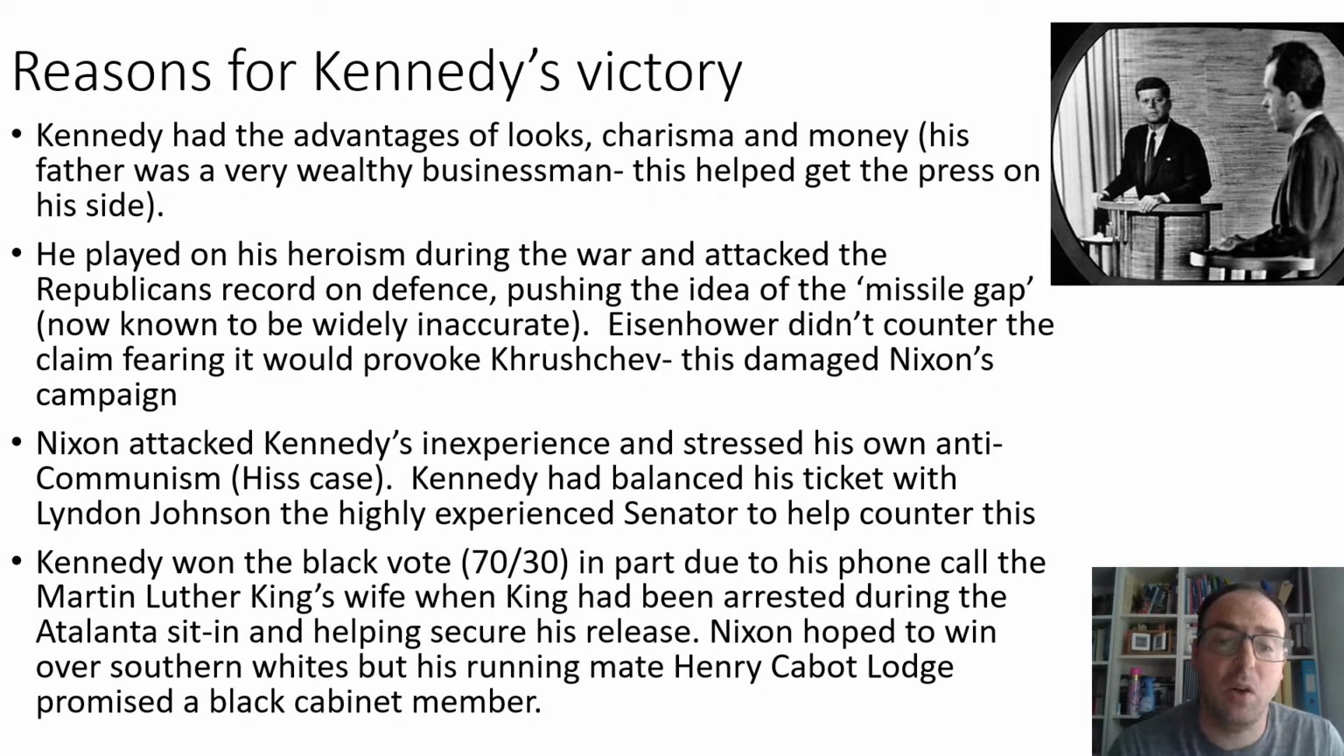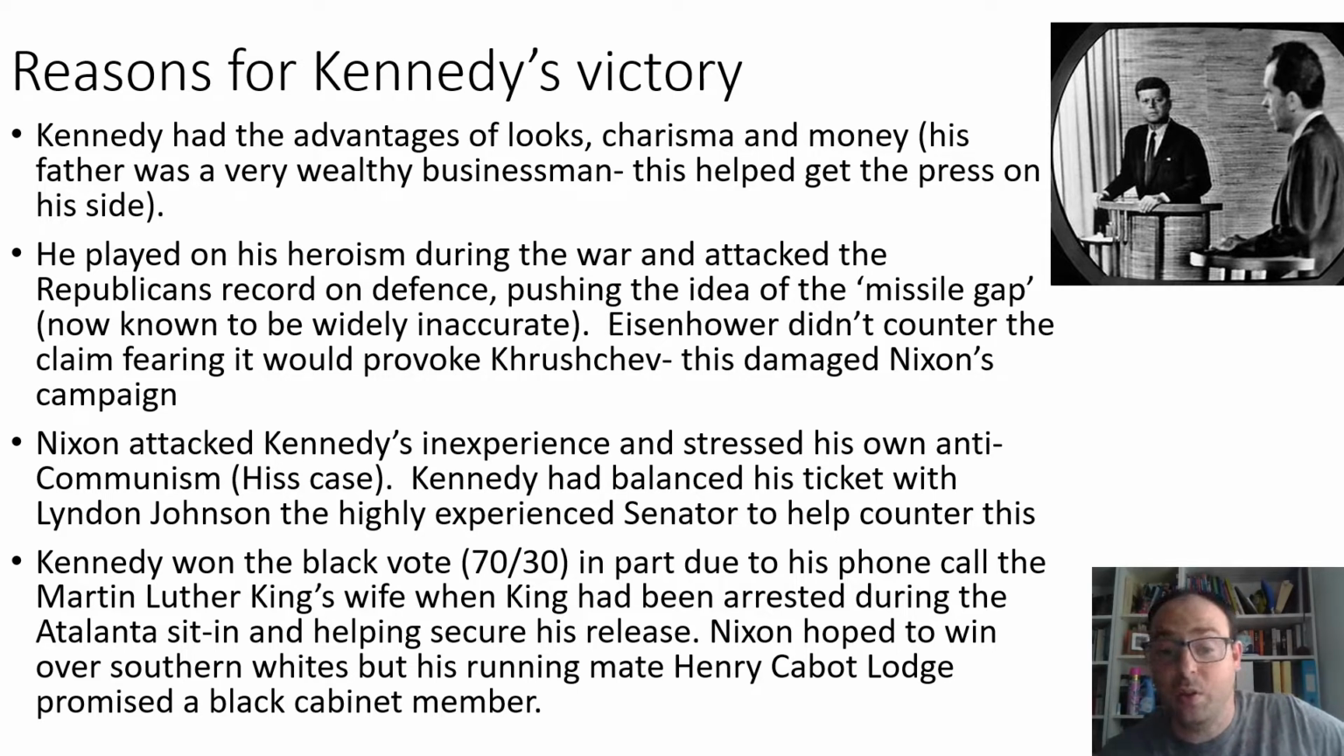Nixon attacked Kennedy's inexperience and stressed his own anti-communism, going back to the Hiss case. Kennedy had balanced his ticket with Lyndon Johnson, the highly experienced senator, to help counter the accusations of inexperience. Johnson also balanced the ticket in terms of North and South. This was again something really important, where there was a worry that Kennedy wouldn't appeal to the white vote in the South. Kennedy won the black vote 70 to 30, proportionally, in part due to a phone call he made to Martin Luther King's wife when King had been arrested during a sit-in in Atlanta, and Kennedy had worked towards helping secure King's release.